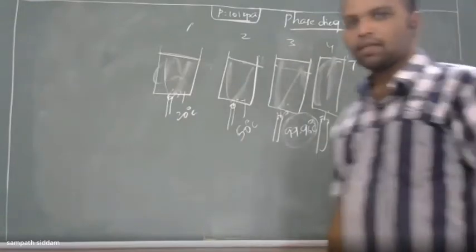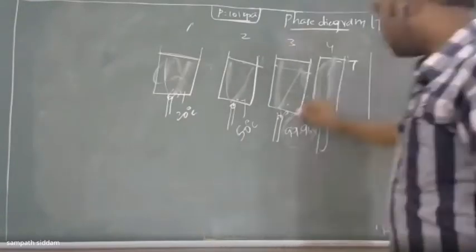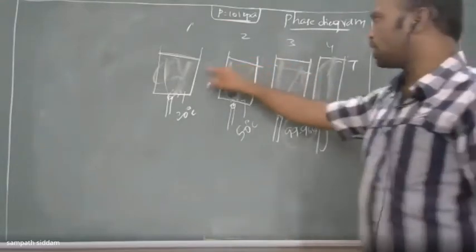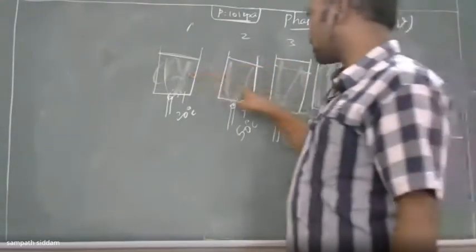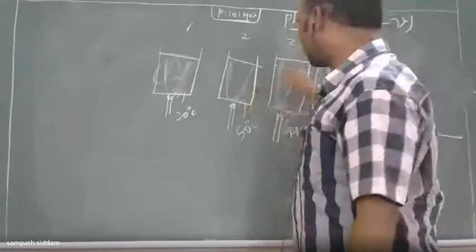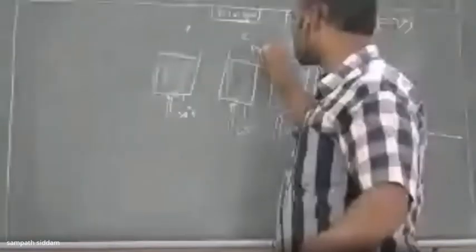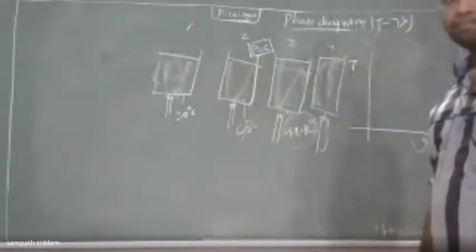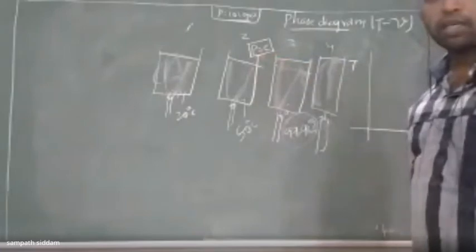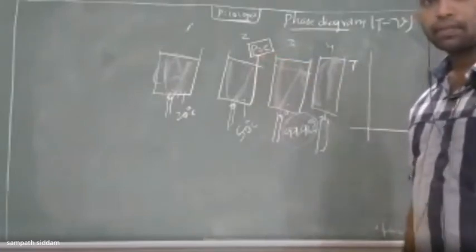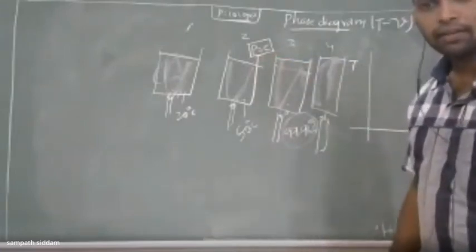Okay. So in the first case, second case and up to the third case, I have maintained the isobaric process. Only pressure I have maintained as constant. Is it clear till here?